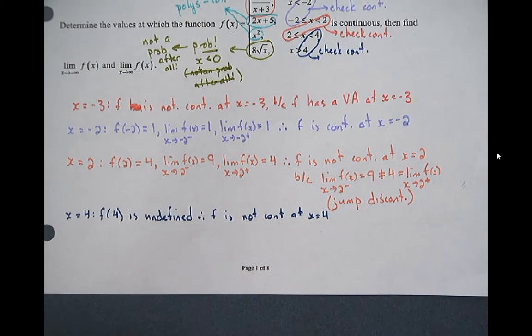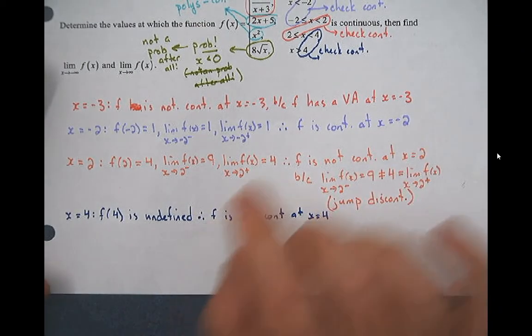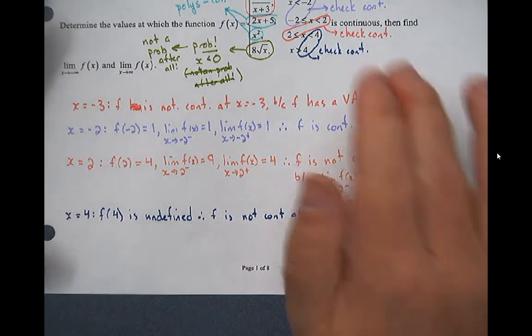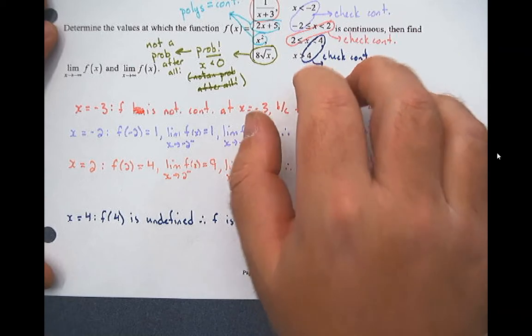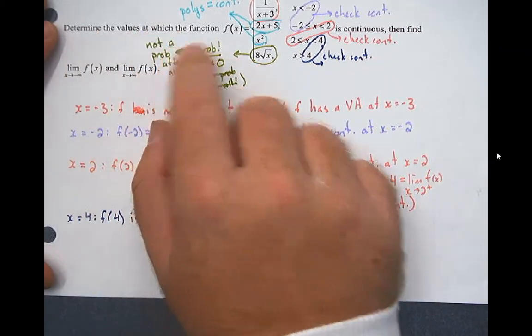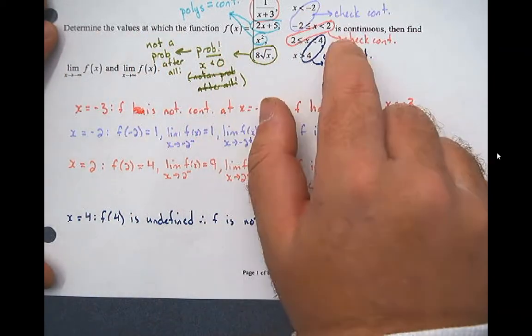All right, so now determine, this is very interesting. Yet again, you always got to go back. You notice what I did here. I looked at this, and then I looked at the problem again. What did the problem actually want me to do? Determine the values at which the function is continuous.